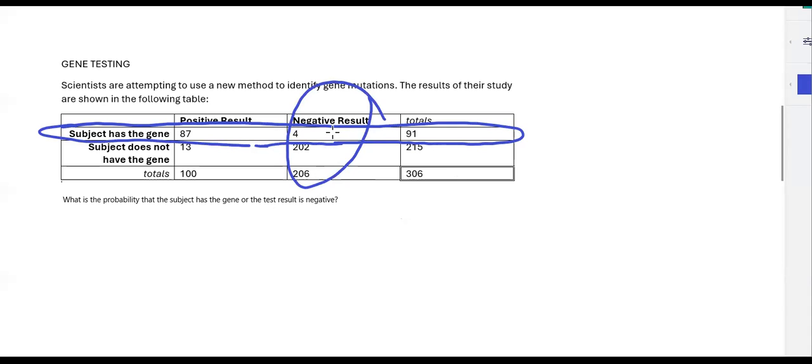And so if we look, I've circled quite a bit here, but I want to make sure that I don't double count any people. There were 87 people who had a positive result, and they had the gene. There were 4 people that had the gene but had a negative result. And then there were 202 people that had a negative result but did not have the gene. So those are all of the individual numbers that I circled. Those are the people who either had the gene, had a negative result, or both. So I'm going to add those 3 numbers together, and my total is still 306. So let's add those up.